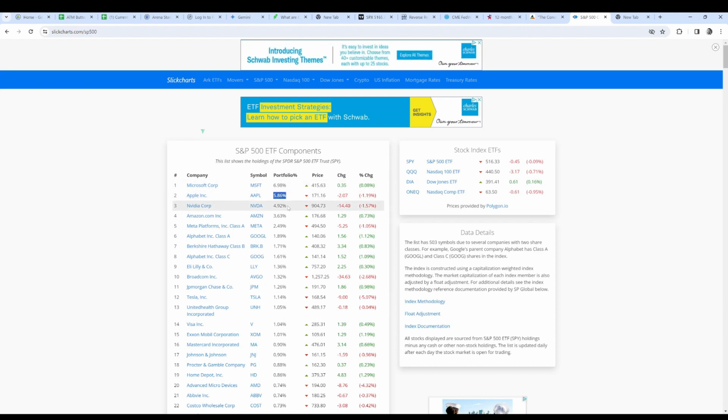Then Apple, which is almost 6%. Then NVIDIA, which is 5, then 3, then 2.5. So if we take that, that's just about 24% in the top 5 companies. That is a massive, massive concentration. Then on top of that, take into account that all top 5 companies are all tech companies, right?